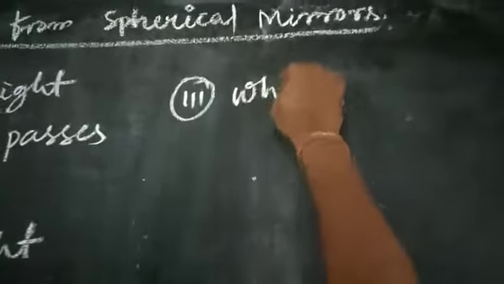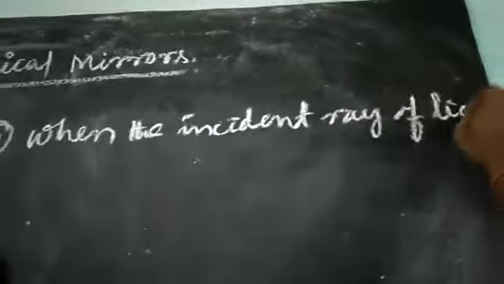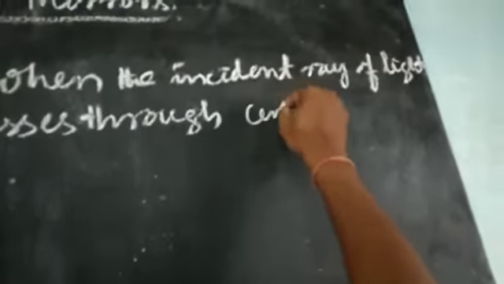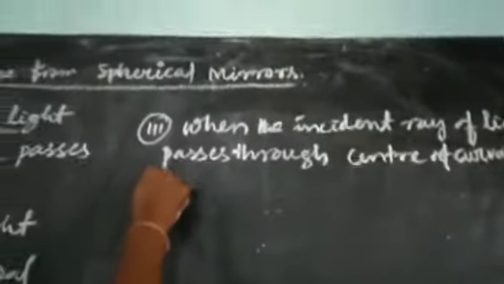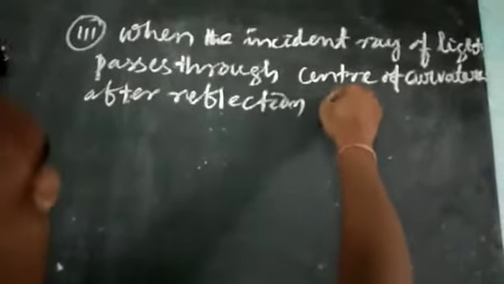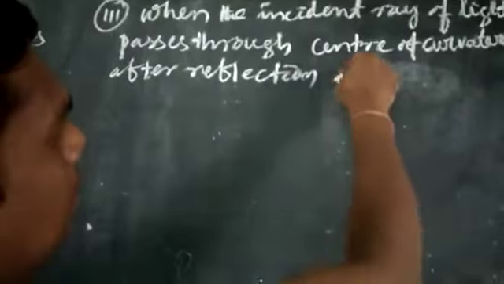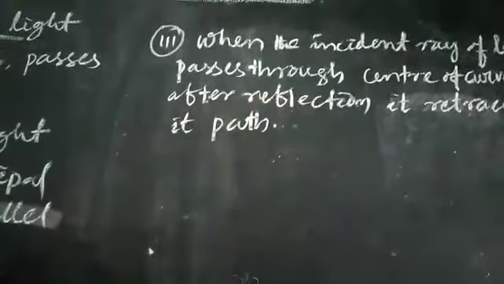Then the third one is: when the incident ray of light passes through the center of curvature, after reflection it retraces its path. It is very, very important.